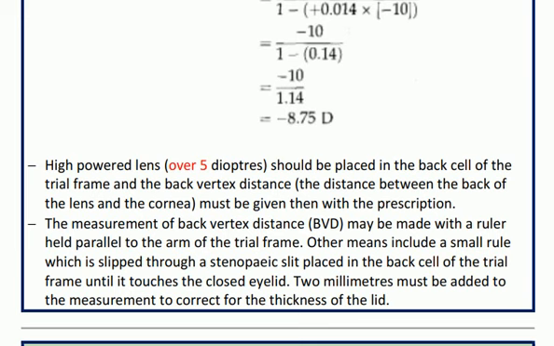The position of the lens in front of the eye affects the optical correction, especially over 5 diopter lens. If it is more than 5 diopter, then the position in front of the eye affects the optical correction of ametropia. This is especially true in aphakia, where high power lenses are prescribed. So high power should be placed in the back cell of the trial frame. The back vertex distance is the distance between the back of the lens and the cornea. It must be given with the prescription.